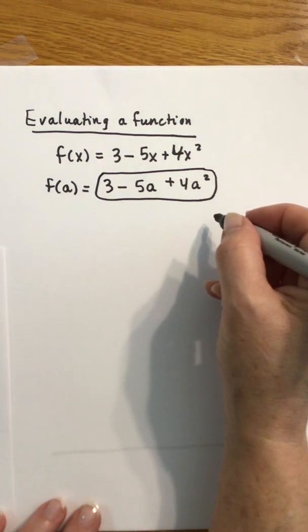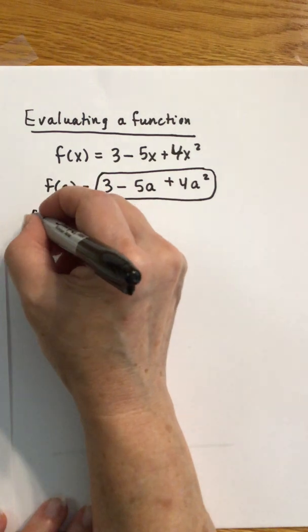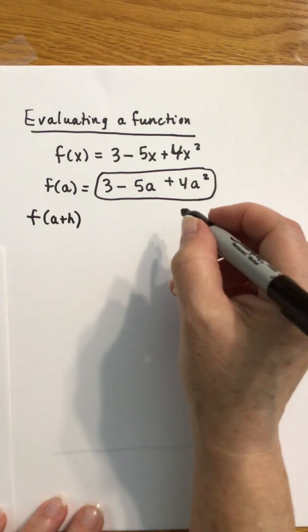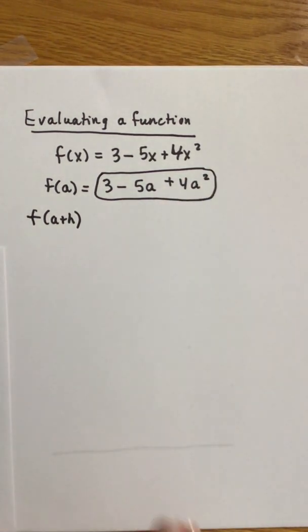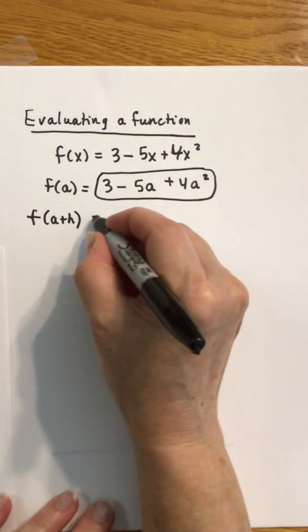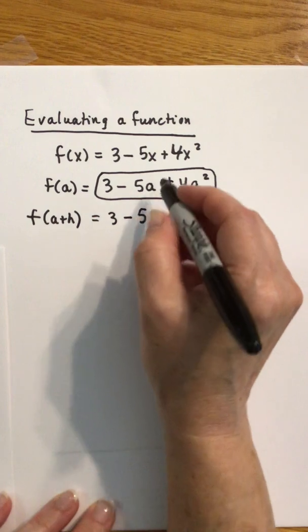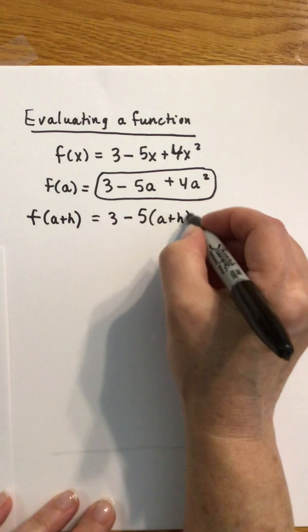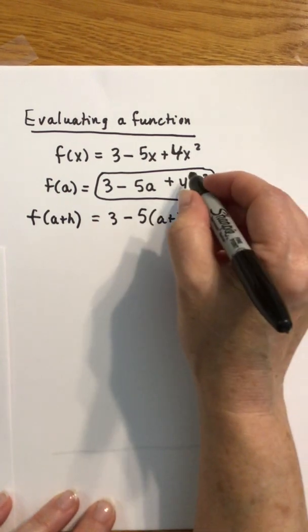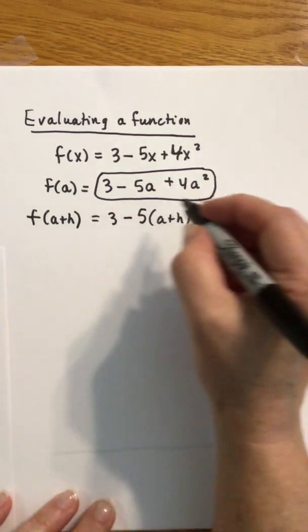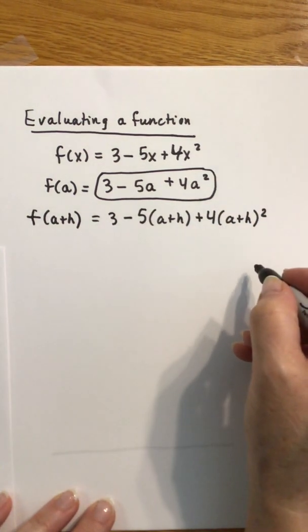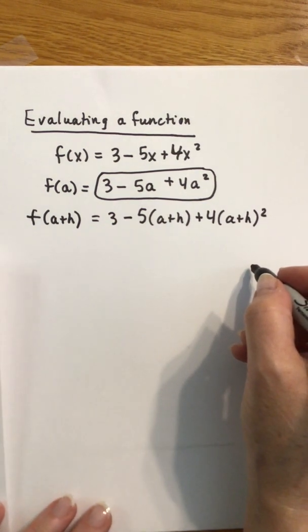The next one, though, is a little more difficult. The next one they want us to find is f of a plus h. So every x value we're going to have as our input, but this time we're going to input a plus h. So we have 3 minus 5x, but our x is a plus h, so we're going to put a plus h in parentheses, plus 4 times x squared, but again, our input is a plus h, so we're going to have a plus h squared. So give everybody a chance to get that written down first.